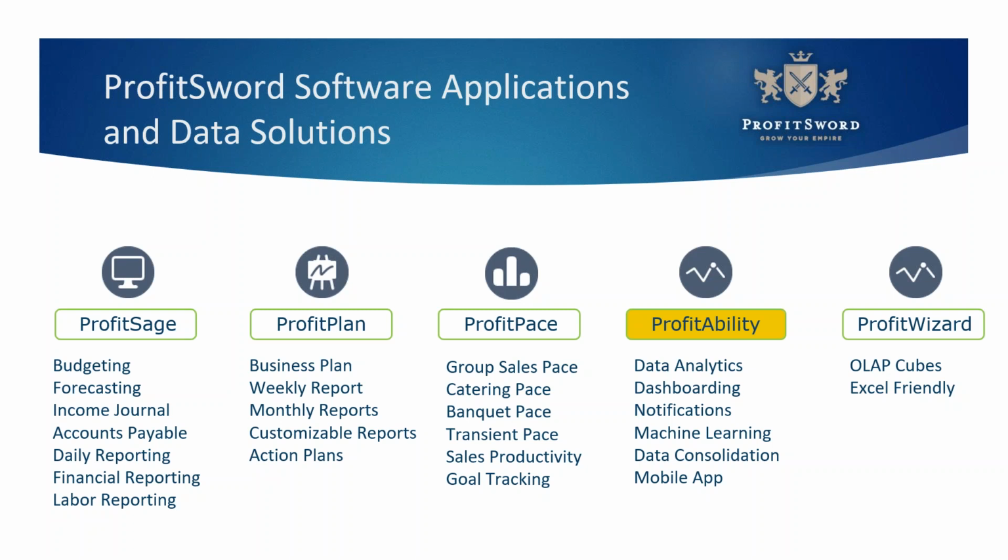ProfitAbility, again, is our newest product, but as you can see, we've got tools that help you accomplish many things. Profit Stage helps you with budgeting and forecasting, creating an automated income journal, or financial, labor or other kinds of reporting that you may need from the data that's been gathered. Profit Plan and Profit Pace help you see information from a future sales perspective. They also let you see productivity, and create customized reports that allow you to add commentaries and strategies to your information.